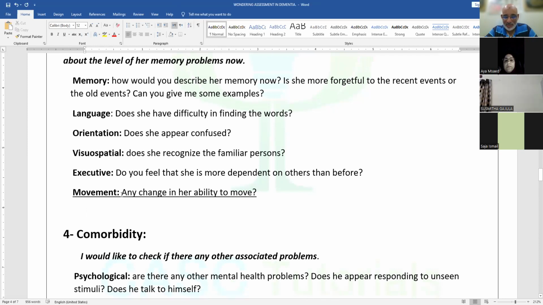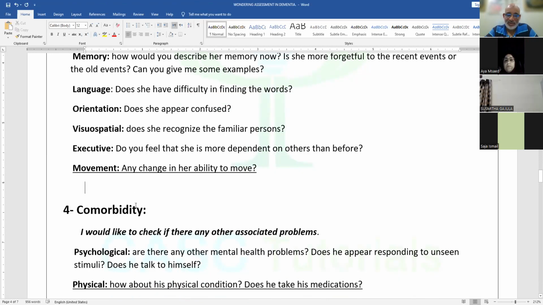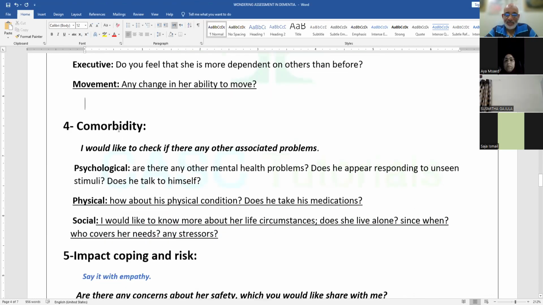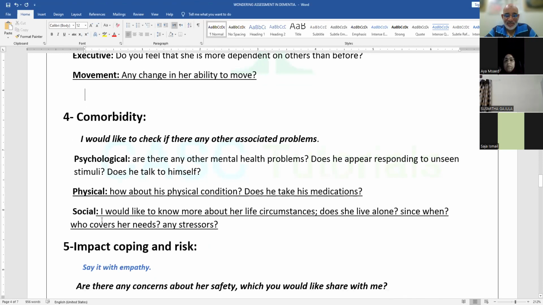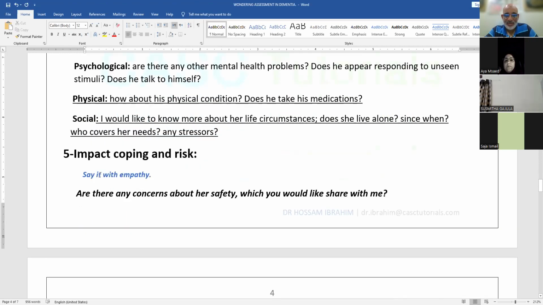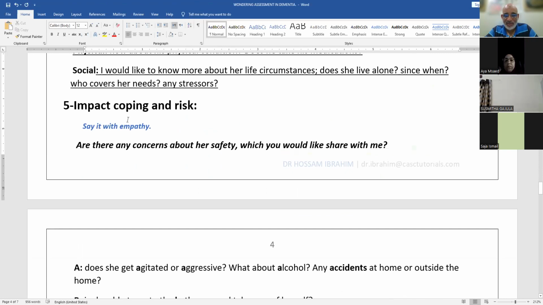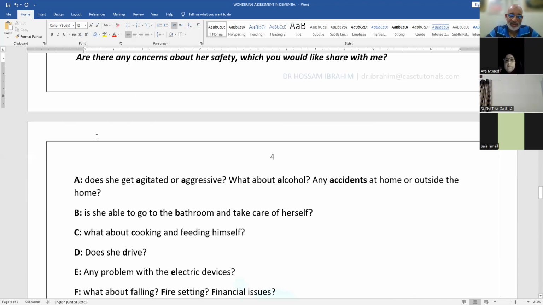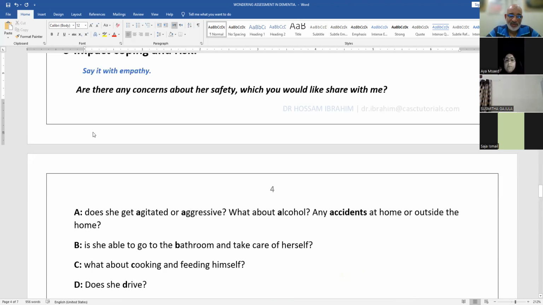And a very important question, to appear that you are more clever than other candidates, is about movement. Those who have vascular dementia most probably have problems in their movement. And then ask about the comorbidity, psychological, physical, and social. And then ask about the risk. It is very important to ask about the risk in this station. And we have a particular set of risks associated with dementia. There is an A, B, C, D, E, F for this issue.